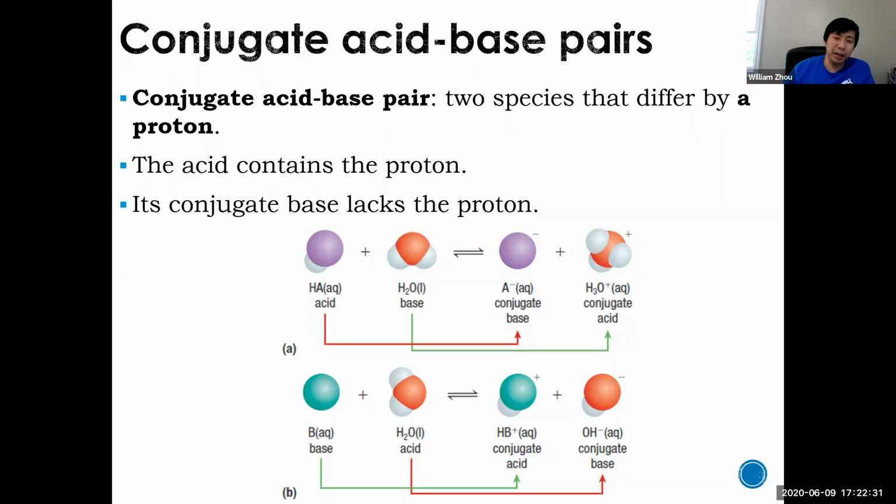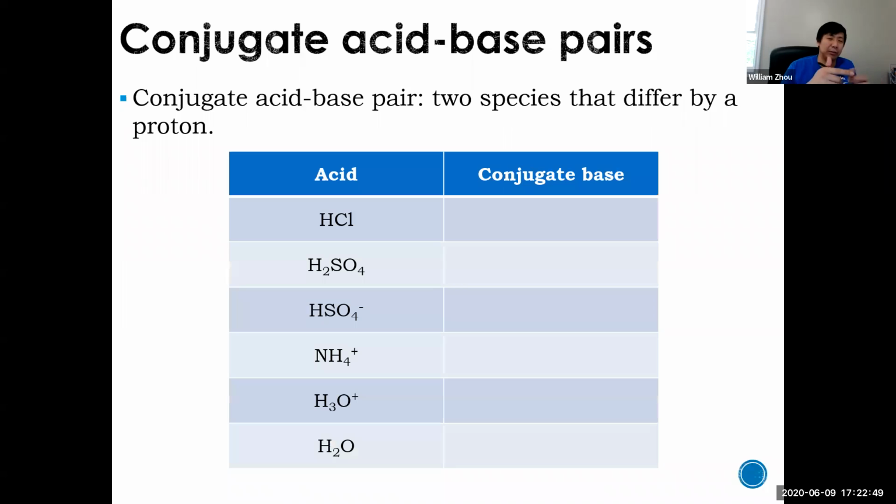It's like find your buddy. If I give you a bunch of animals, chickens and ducks, well, a chicken goes with a chicken, a duck goes with a duck. They're the same thing. HA goes with A minus because they're literally the same thing. H2O goes with H3O. Again, they're the same thing. So you should be able to recognize conjugate acid base pairs.